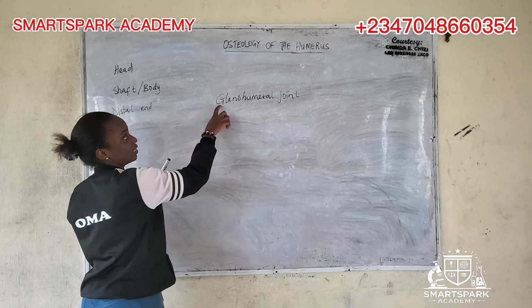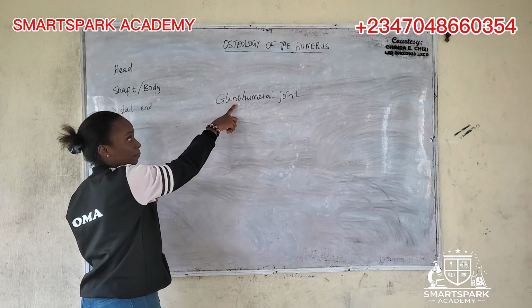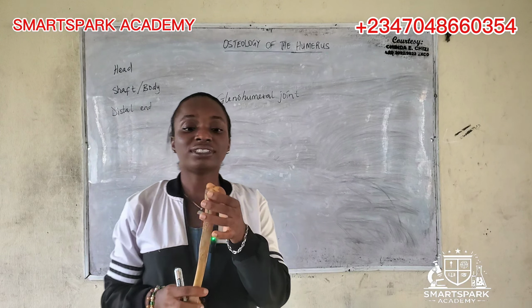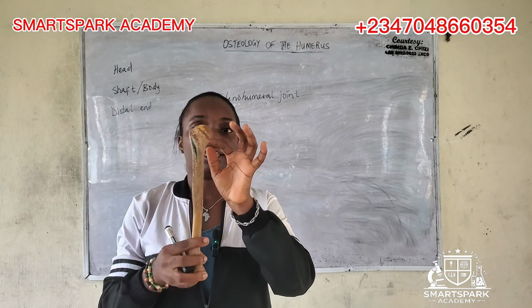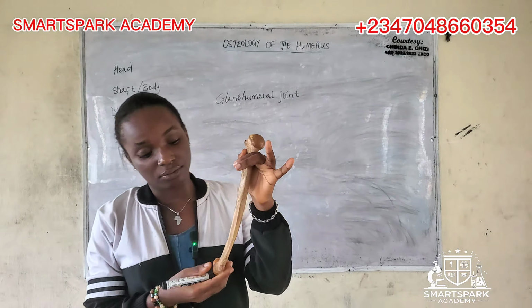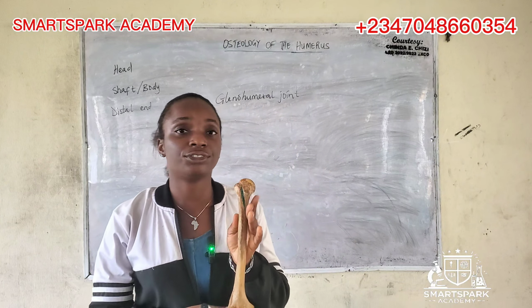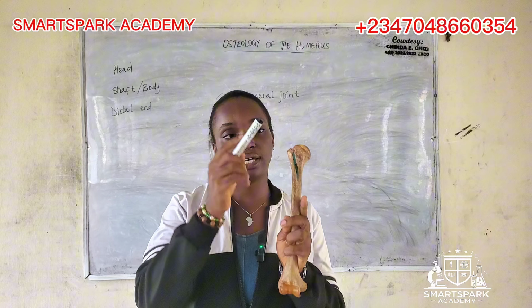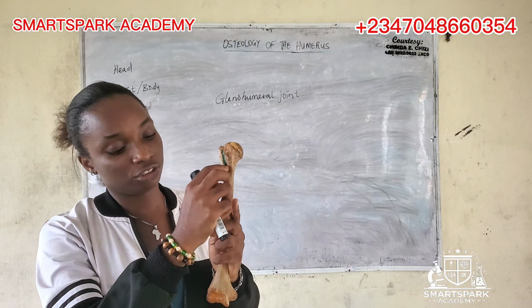As the name implies, glenoid process of the scapula, humeral, the humerus. Now, the humerus has two necks, the anatomical neck and the surgical neck. Now, this is the anterior surface of the humerus. That's the anatomical neck and the surgical neck.